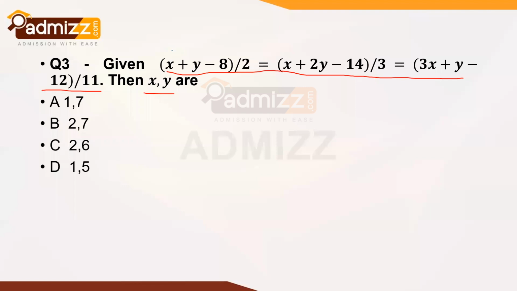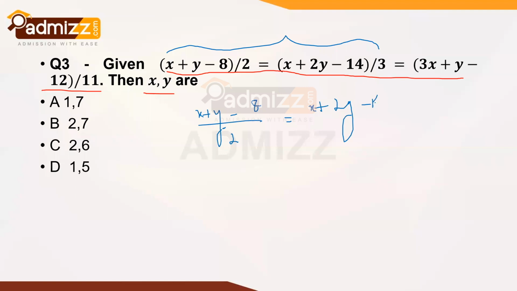First, what I'll be doing is taking these two equations only. So from there, what I get is (x plus y minus 8) over 2 is equal to (x plus 2y minus 14) over 3.